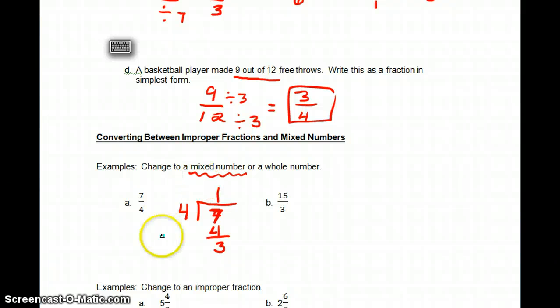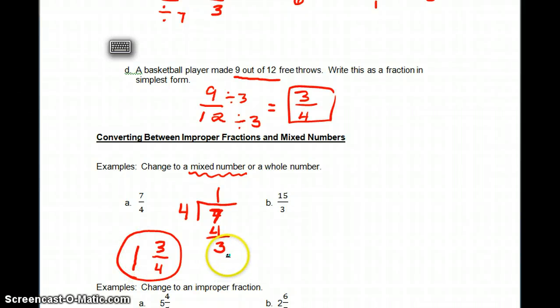Now, this is all the math that we need to do right there. The mixed number is going to be 1 and 3/4. So the remainder becomes your numerator, and the denominator stays the same. Let's try example B. Go ahead and pause the recording and then do example B on your own.